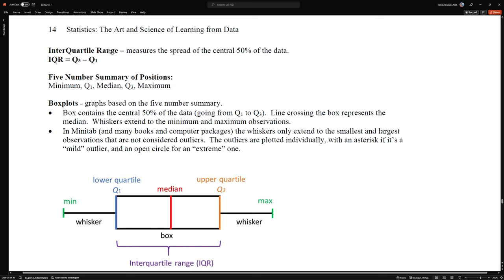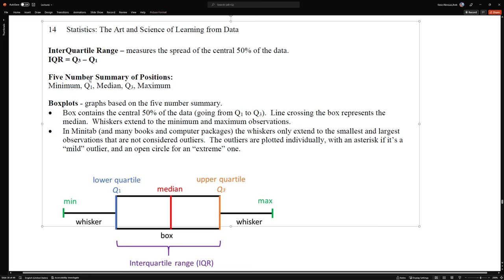So this interquartile range, as I said, measures the spread of the center 50% of the data. Over here, interquartile, 50% of the data. And this is the formula, Q3 minus Q1.